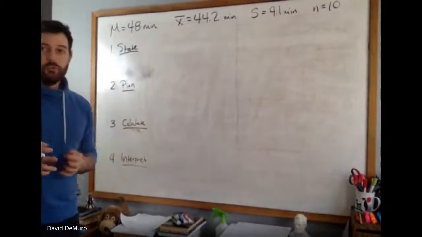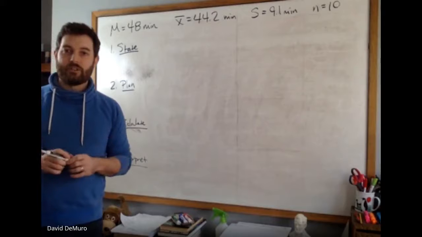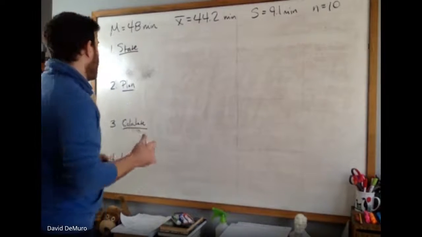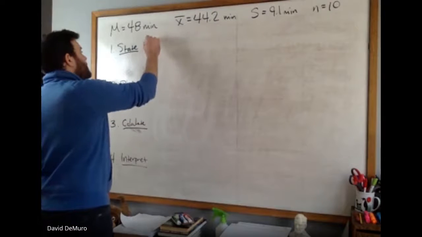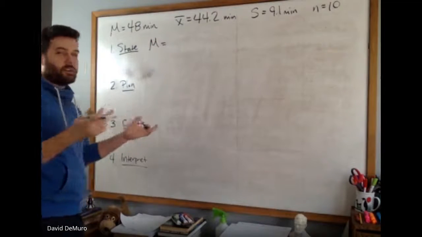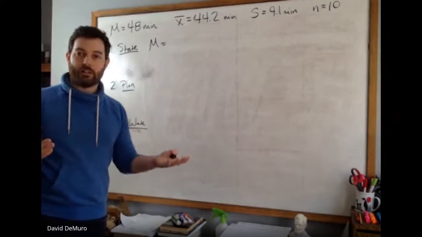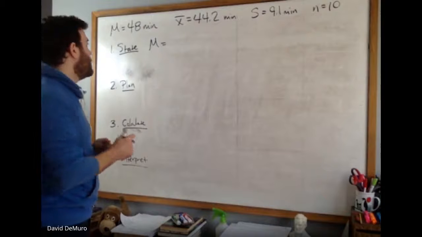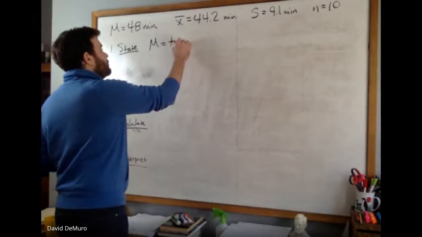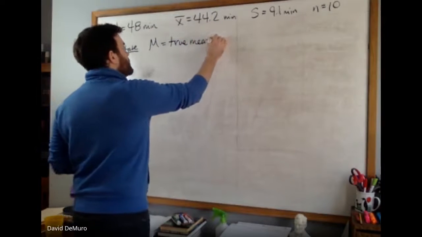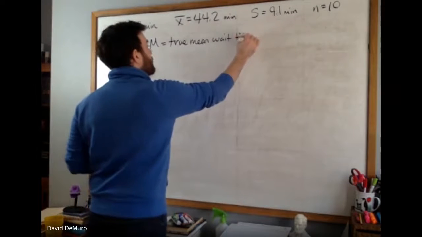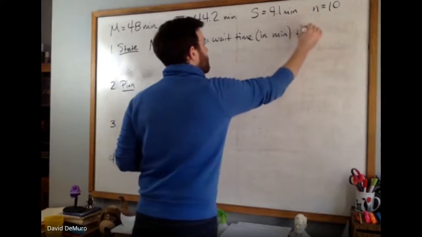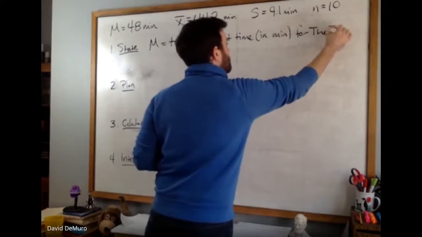So in step one, what we'll do is we have to state our parameter of interest and state our null hypothesis and alternate hypothesis. So in this case, we have a population mean because we're looking at an average wait time. It's quantitative, it has units. So that all points to the fact that we're looking at a mean. So mu here would be the true mean wait time, and that's going to be in minutes for the Enforcer.